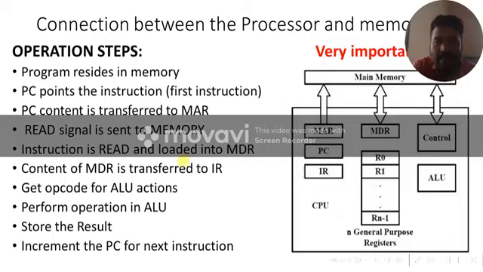The first one is the program resides in a particular memory. The program counter points to the first instruction. Next, the program counter content is transferred to MAR, that is the memory address register. Next, the read signal or write signal is sent to the memory unit. The read or write signal is then processed and loaded into the memory data register, that is MDR.